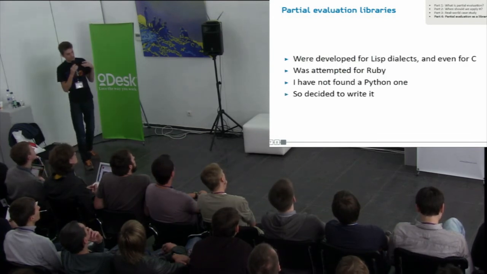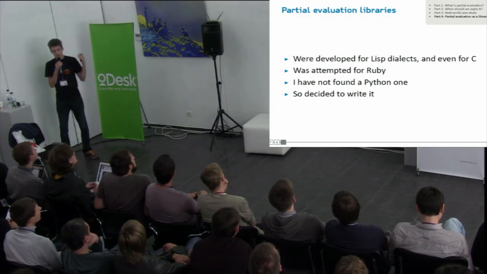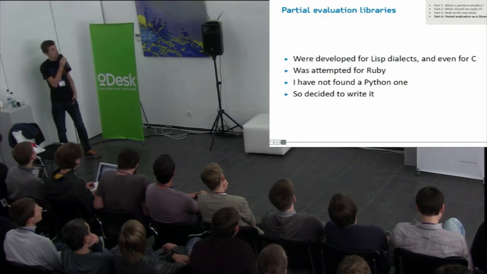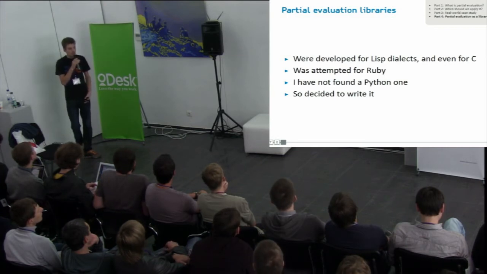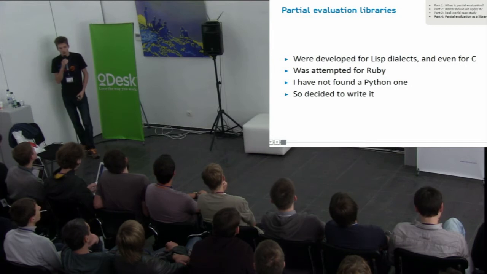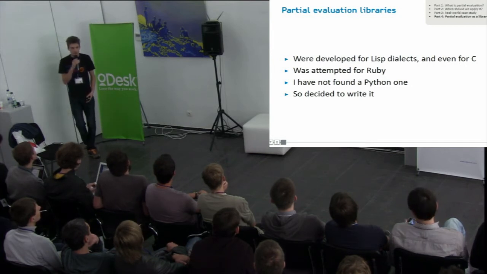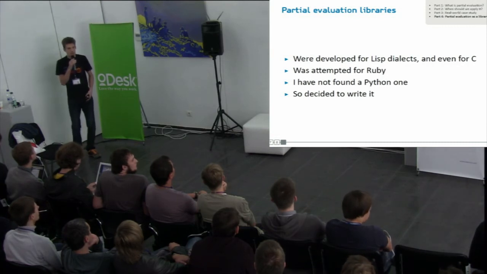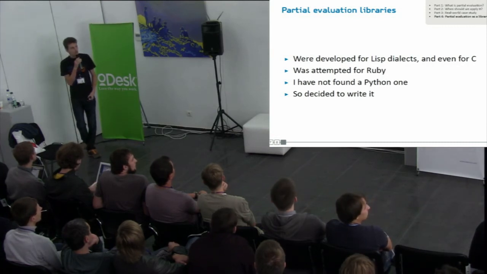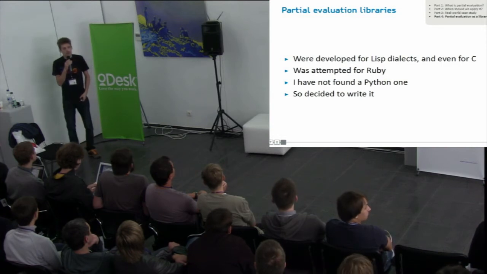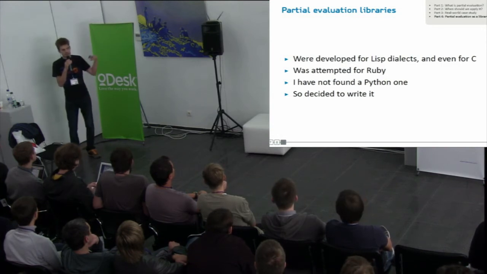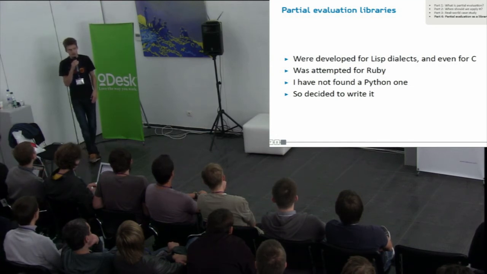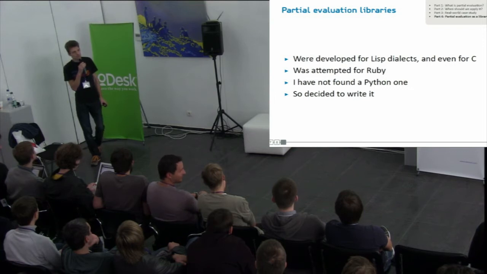These libraries that do partial evaluation for you were developed for Lisp dialects, for Scheme, even for C. They were attempted for the Ruby language. There's a talk at RubyConf 2009, but in my mind it was not really successful, because they often tried to do full static analysis of your program, and that is very hard to do in dynamic languages.